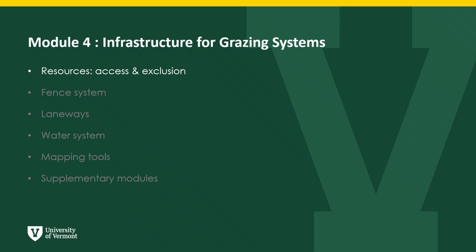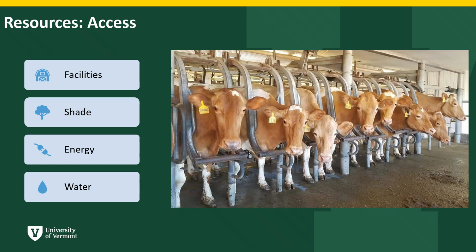Up first, let's consider the basic resources that need to be included and excluded from animal access when working with producers to develop a grazing system that will meet their goals. One of the first aspects to assess when visiting a farm for the purpose of establishing or improving infrastructure is animal access to resources. This, like most infrastructure components, is species and operation specific. The needs of grazing beef cattle, dairy cattle, and small ruminants will all vary.